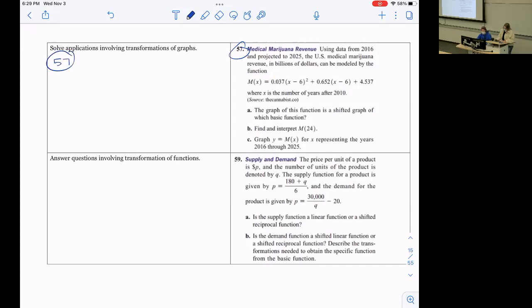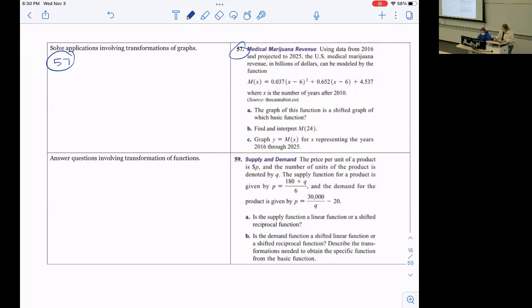All right. Using data from 2016 and projected to 2025, the US medical marijuana revenue in billions of dollars can be modeled by the function m of x equals 0.037 times the quantity of x minus 6 squared plus 0.652 times the quantity of x minus 6 plus 4.537. X is the number of years after 2010. So the graph of this function is a shifted graph of which basic function?